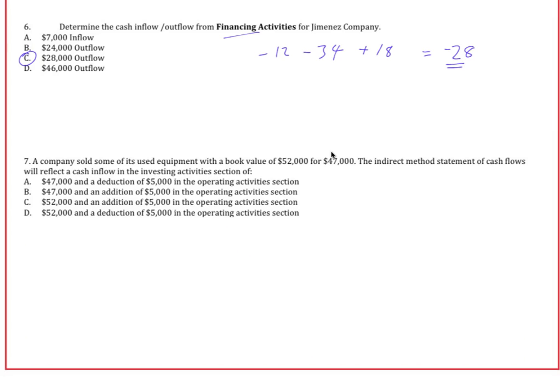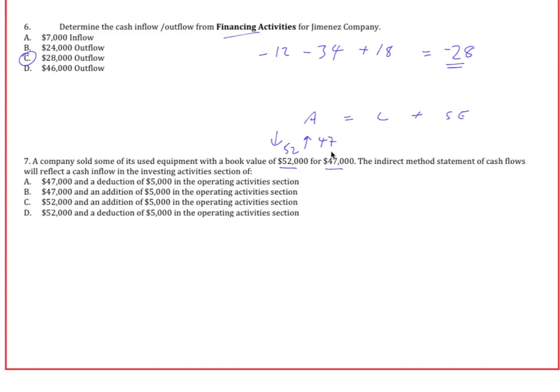So next is question 7. A company sold some of its used equipment with a book value of 52,000 for 47,000, and so they made a loss on disposal. Right? If you think again, assets equals liabilities plus stockholders' equity, equipment goes down by 52,000, but cash goes up by 47,000. So overall, there's a net of 5,000 reduction in assets, and so that's going to be a 5,000 loss that goes through the income statement.